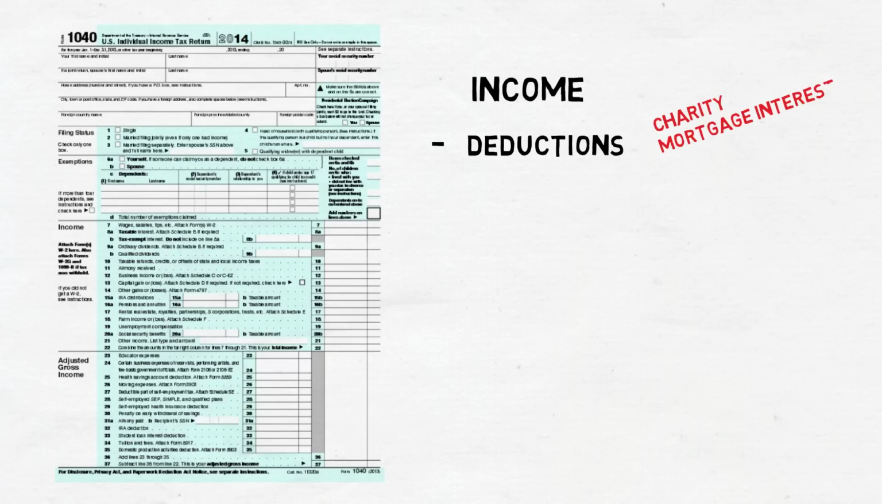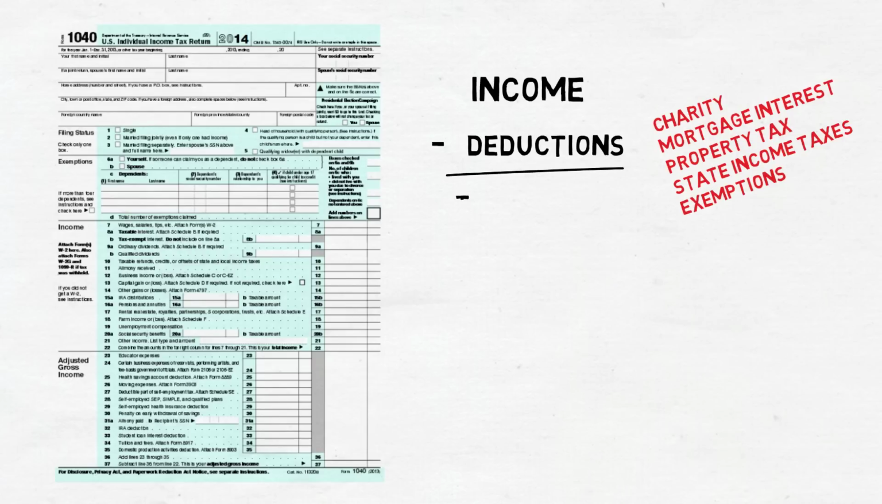To understand alternative minimum tax, you need to understand how the regular tax system works. So it's pretty easy. All you do is take your income and minus your deductions, such as charity, mortgage interest, property tax, state income taxes, and your personal exemption. When you take your income minus deductions, it equals your taxable income. And we use this amount to determine how much taxes will be owed.